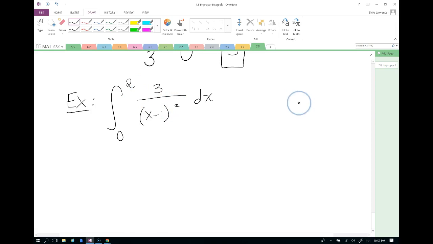If you take a look at a graph of your integrand, it's got a vertical asymptote at 1. And then it swoops down from both sides. And we're being asked to find the area from 0 to 2, if that area is finite. It might be infinite. We don't know. We will see.